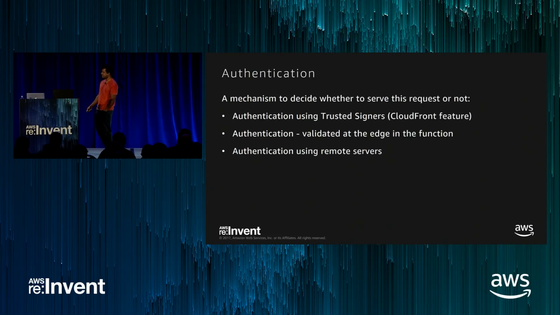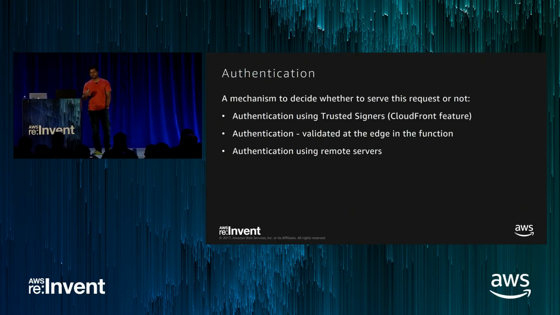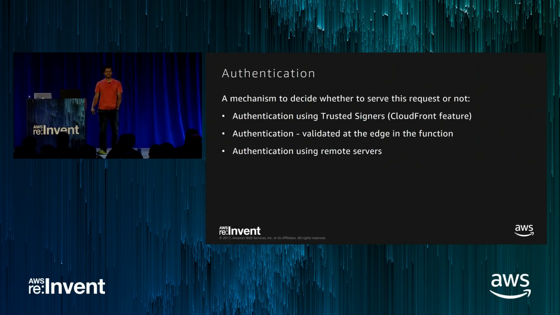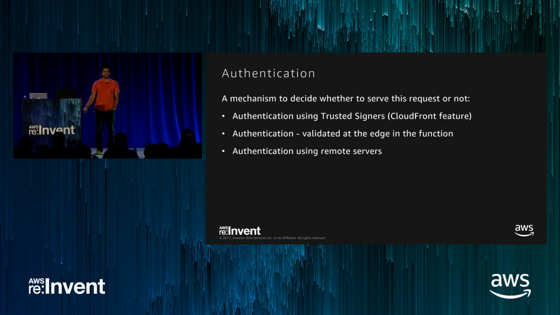For the authentication mechanisms, there are three that I can think of. One is what CloudFront natively supports. We're not taking a look at that one for Lambda@Edge. We're focusing on the next two. One is authentication at the edge, where you can actually do the validation in the function. Typically, it's done with cookies, where the code knows how to interpret the cookie and then decide if this is still a valid cookie and whether to serve the request or not.